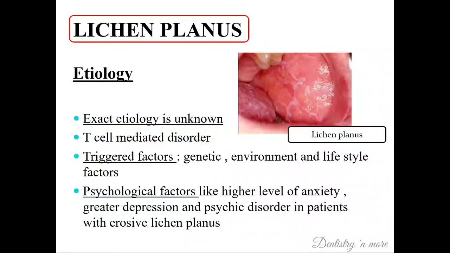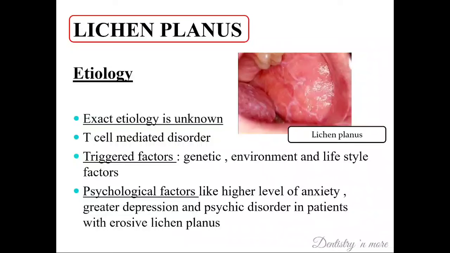Followed by this, the next sub question is the discussion in detail about the etiology, clinical features, and management of lichen planus. As you know, lichen planus is a chronic inflammatory autoimmune disorder that can affect the skin and the oral mucosa. To list the etiological factors, first and foremost it is of unknown etiology. It is most commonly an autoimmune disorder, a T cell mediated disorder.